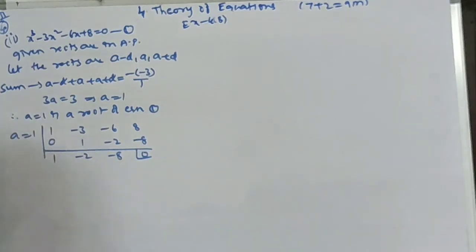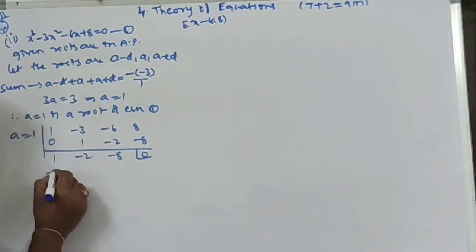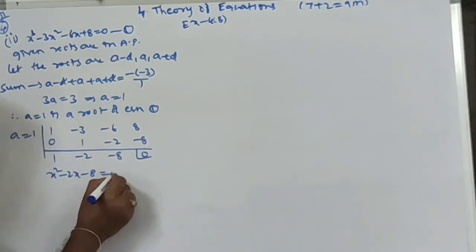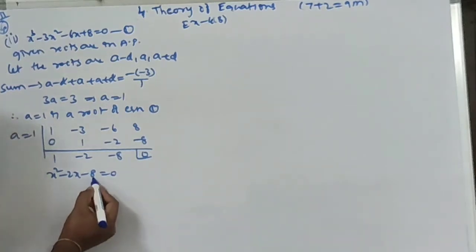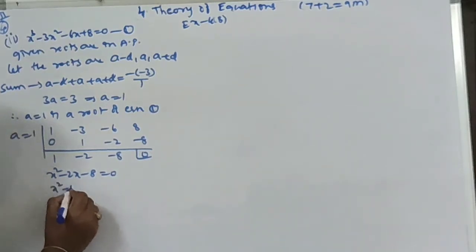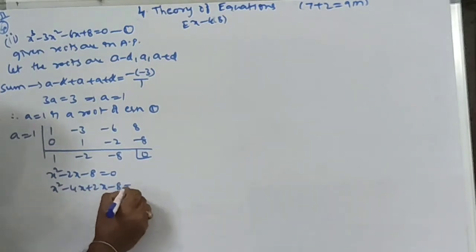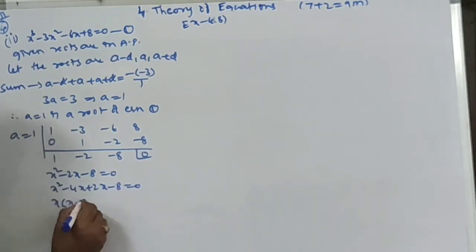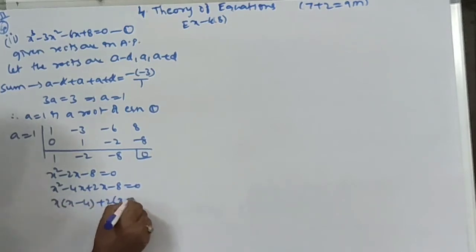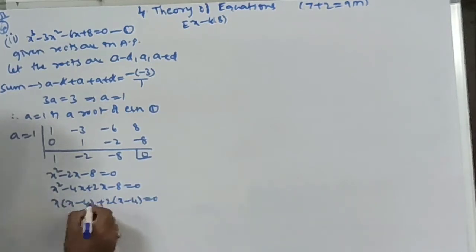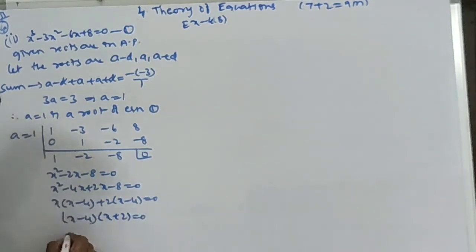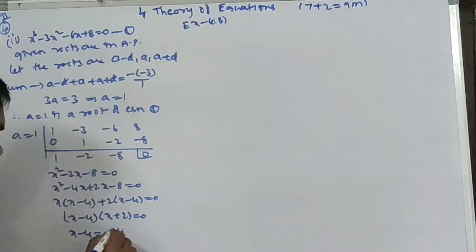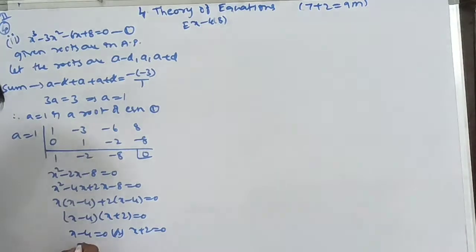So we got a quotient: x square minus 2x minus 8 equal to 0. Now 4 into 2 is 8. So x square minus 4x plus 2x minus 8 equal to 0. In this, x common, x minus 4, plus 2 common, x minus 4 equal to 0. Taking x minus 4 common, x plus 2 equal to 0. So either x minus 4 equal to 0 or x plus 2 equal to 0. x equal to 4 or x equal to minus 2.